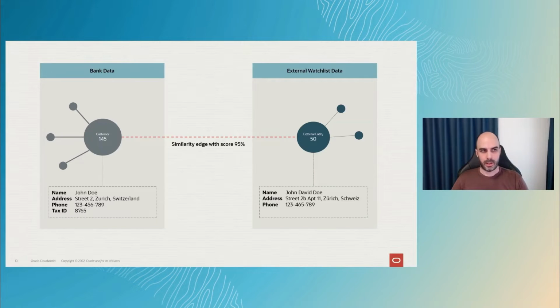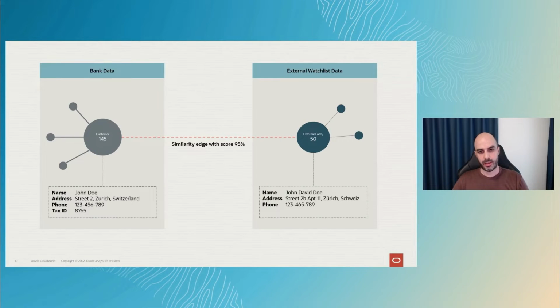So let's dive into a little bit of an example here, a more specific example, and let's try to understand what you're trying to do exactly. On the left-hand side, you can see an example of a customer, and that would be part of a bank database, for example. And on the right-hand side, you see an example of an external entity that could be part of these offshore leaks, for example.